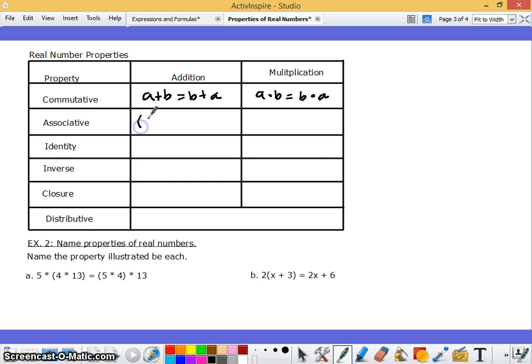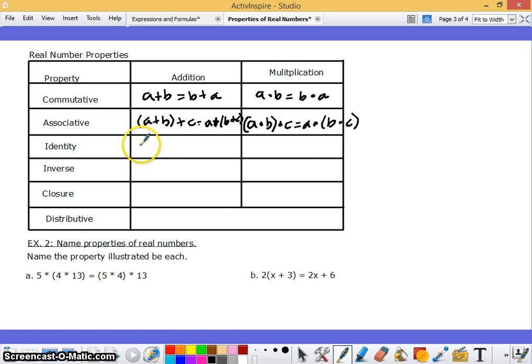Associative, this is that A plus B, in parentheses, then plus C, is equal to A plus, where B plus C are inside the parentheses. So I can add them and group them any way that I want and it still works. Same goes here. A times B, times C, is equal to A times, B times C. Again, I can group them however I want and it's still the same answer.